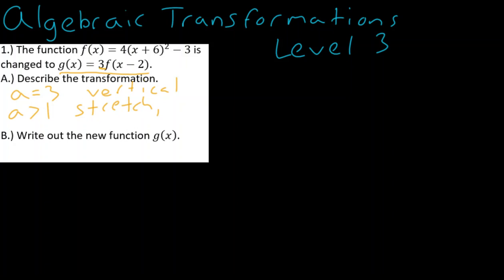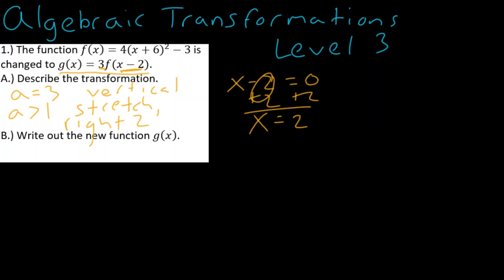comma. The next thing I say is, well, anytime I have any sort of expression inside the function, so in this case, x minus 2, we always set that equal to 0. In order to solve for x, the opposite of minus 2 is plus 2. I add 2 to both sides, and x is equal to positive 2, telling us that it is going to translate to the right 2. So I see I have a vertical stretch, and I'll be shifting or translating to the right 2.